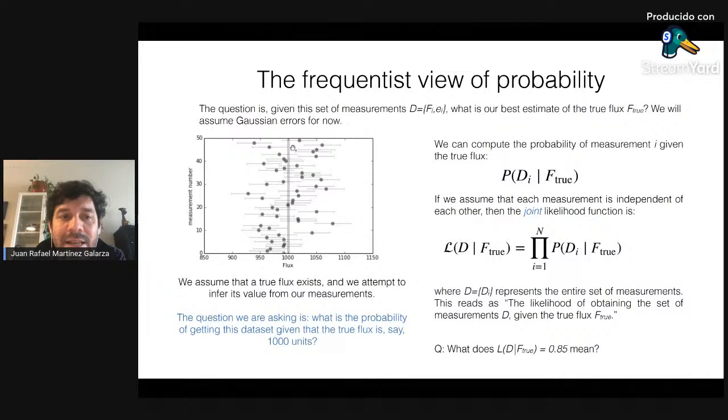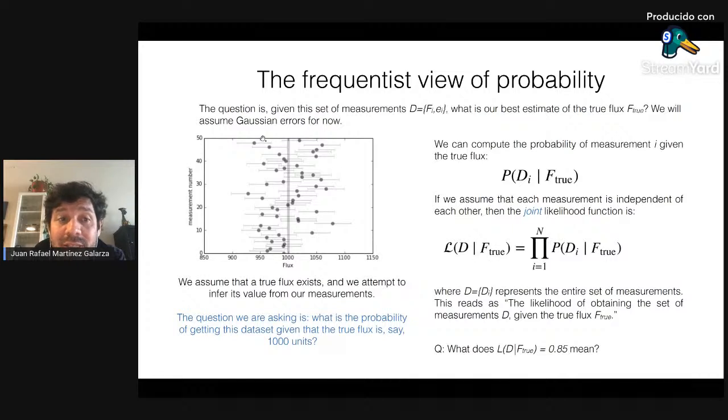In this case, it's exactly 1,000. So what's the probability of me getting this value? And you are assuming that there are some measurement errors. And of course, that's why you don't have exactly the same value for all of them. But philosophically, what you're thinking about is that this value is given, it doesn't change, and I'm just going to try to estimate what's the probability of getting this data point and this data point and this data point, if I have certain measurement errors, if this is the true value.